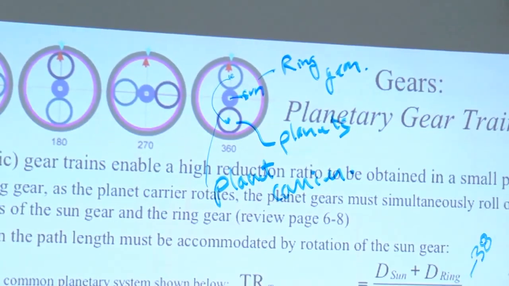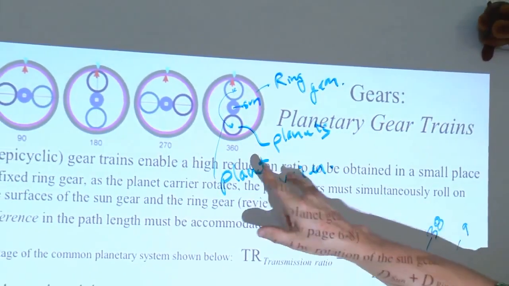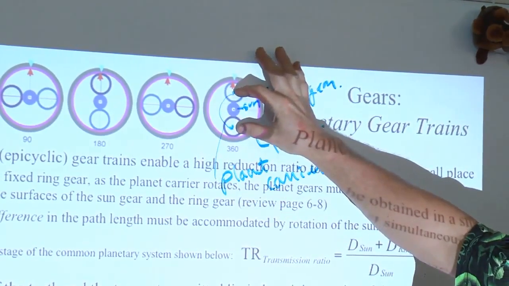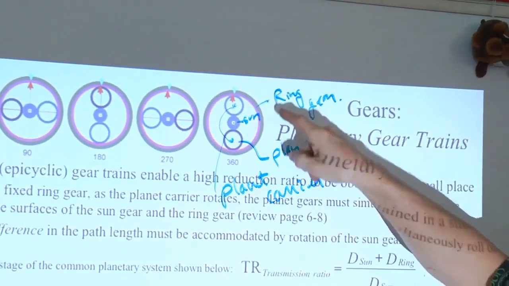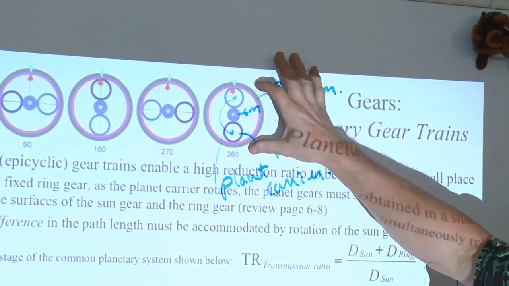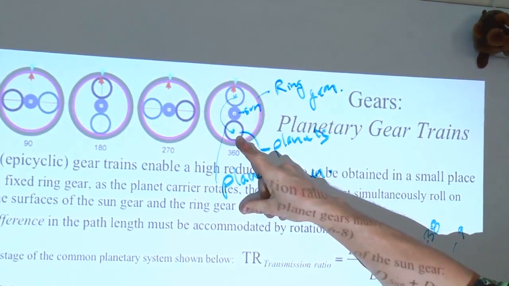Depending on what's fixed and what's moving depends upon what the gear ratio is. I have as options I can rotate the sun, hold the planet carrier, and let the ring rotate around it. Or I can rotate the sun, hold the ring, and now the planet carrier will rotate, as do the individual planets.